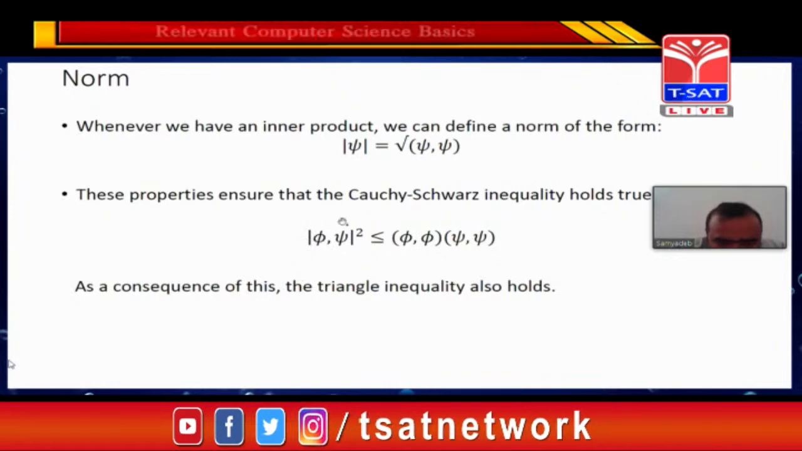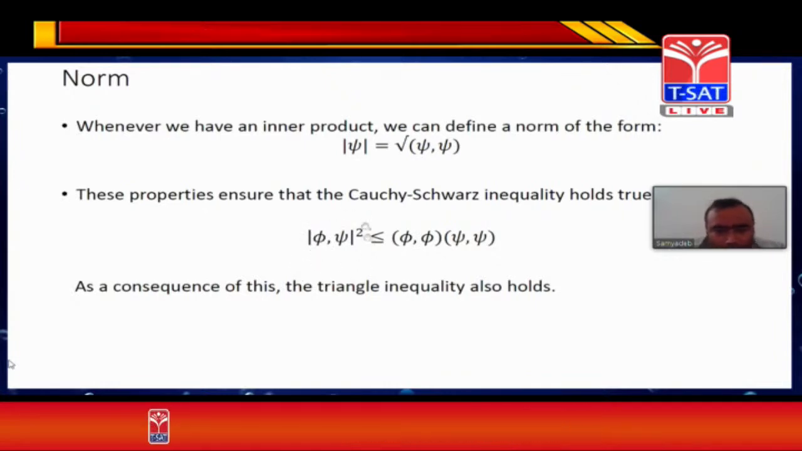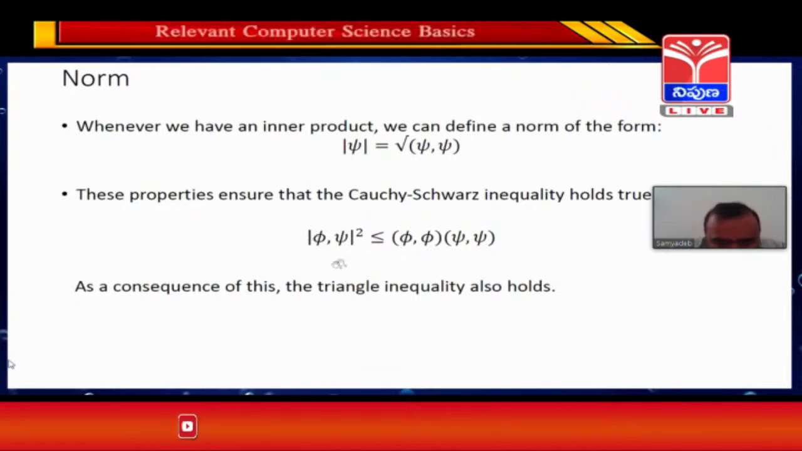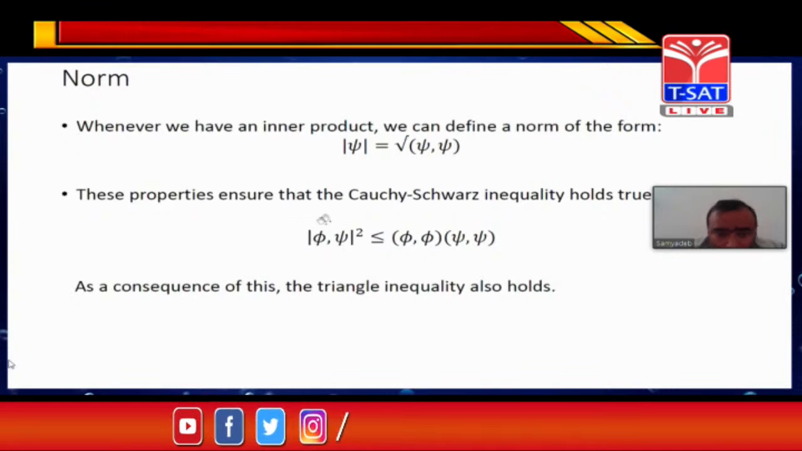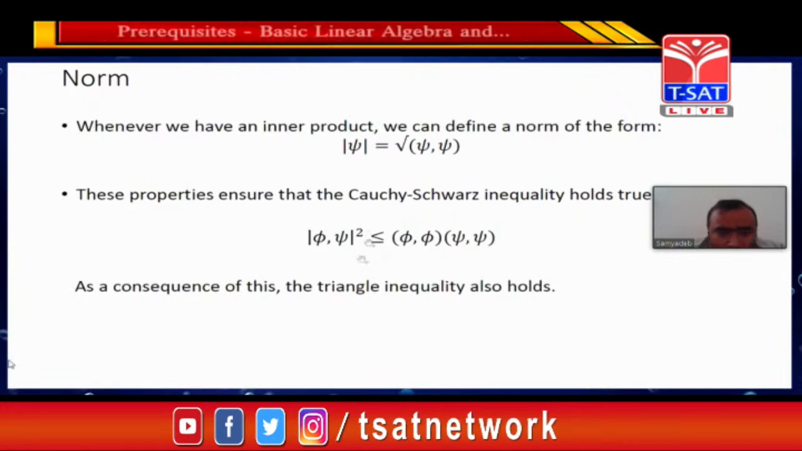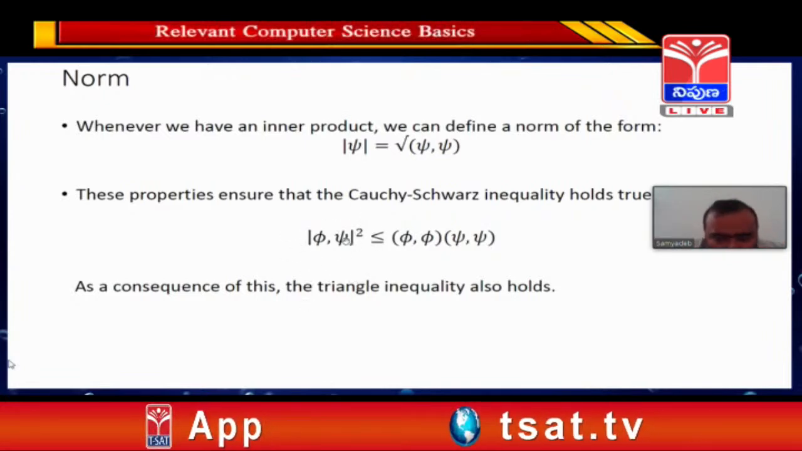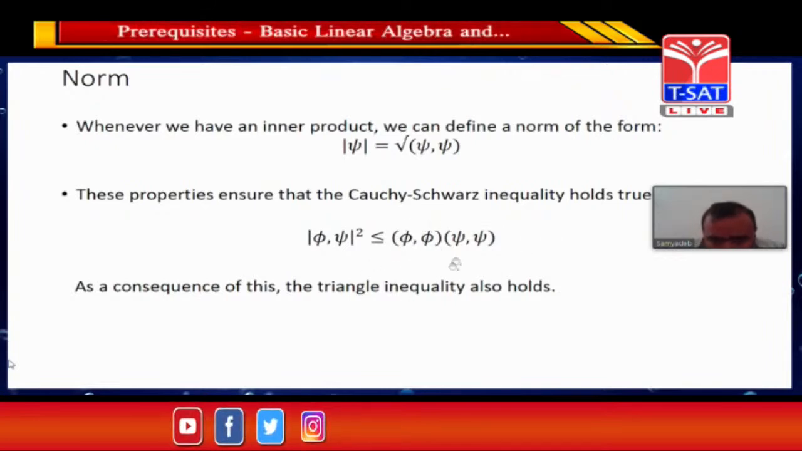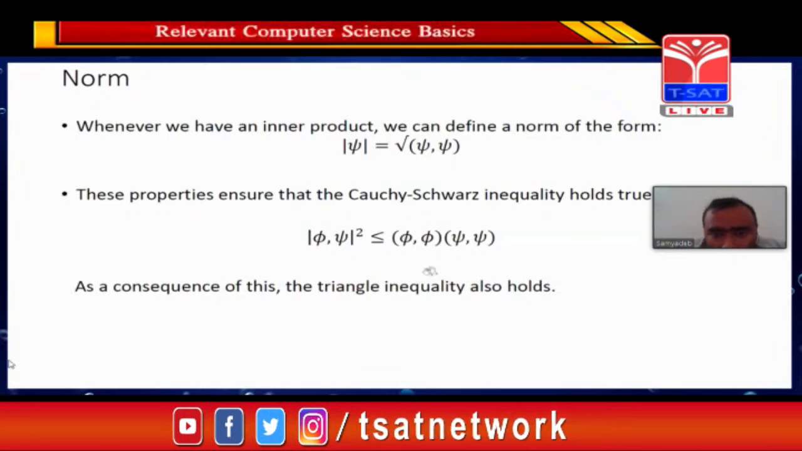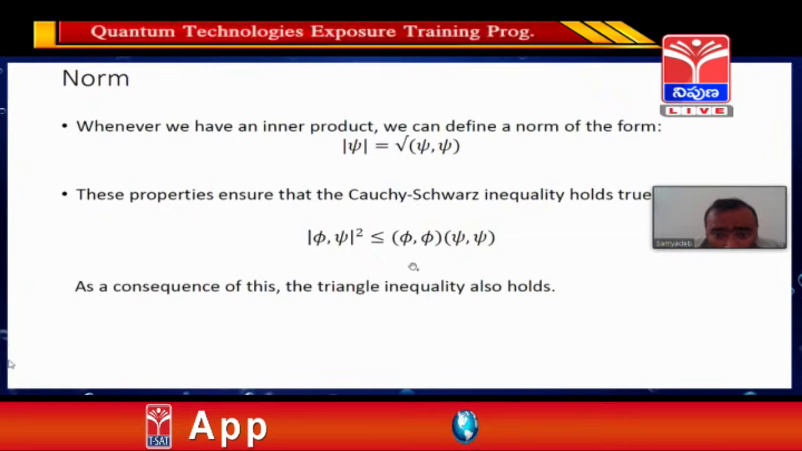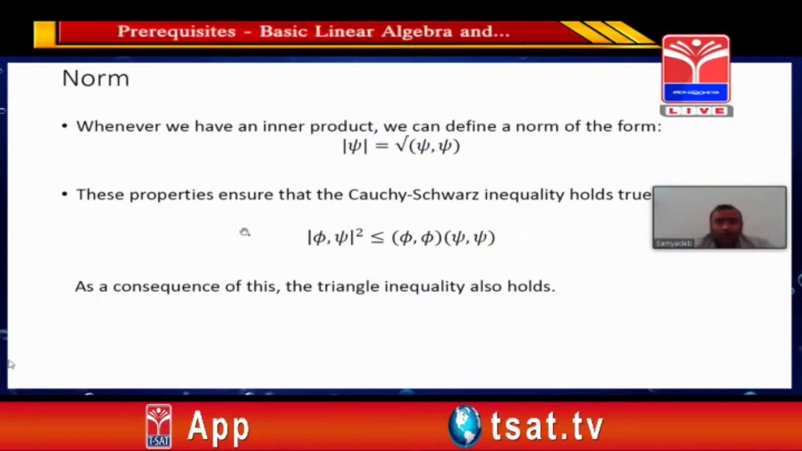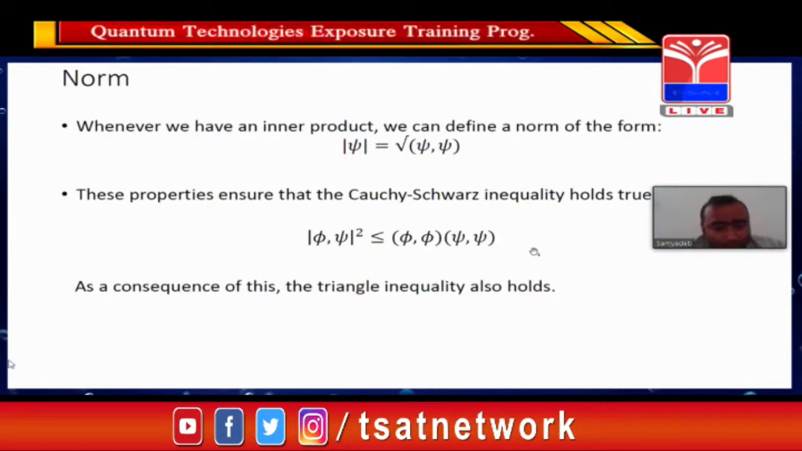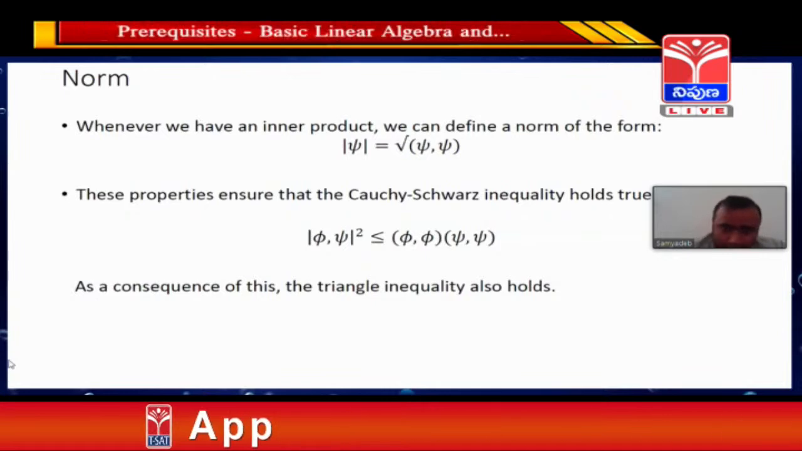So it says that, sorry, there should be a first bracket here, which is a typo in the description. The mod square of the inner product of two vectors phi and xi. Why mod square? Because the inner product of two vectors is a complex number. So we take the mod square of that complex number, and it is less than or equal to the multiplication of the squares of the magnitudes, the norms, of the phi vector and the xi vector. This inequality is called the Cauchy-Schwarz inequality, and the triangle inequality is a consequence of this Cauchy-Schwarz inequality.